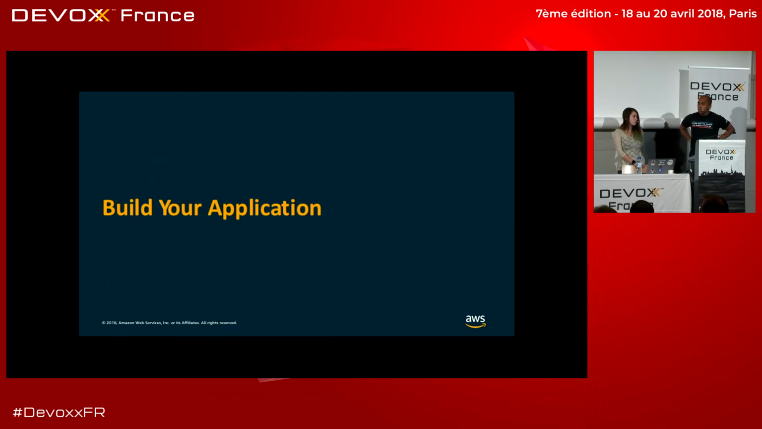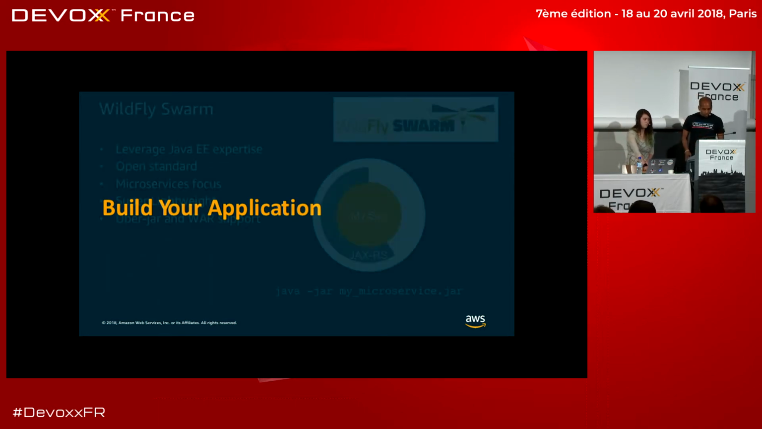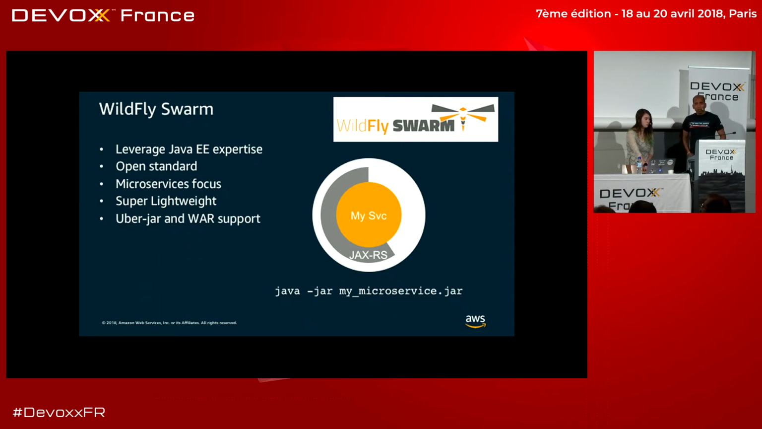So let's jump straight into building your application. And what is it that we are doing to build our microservices-based application? In this case, what I end up choosing is Wildfly Swarm. Wildfly Swarm is a Java EE compliant application server. It's a Red Hat open source application server.